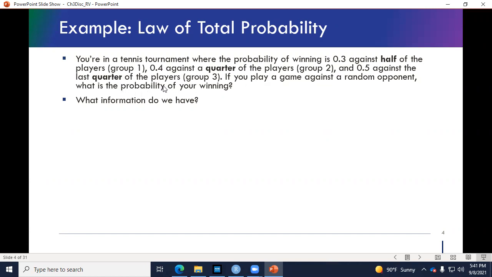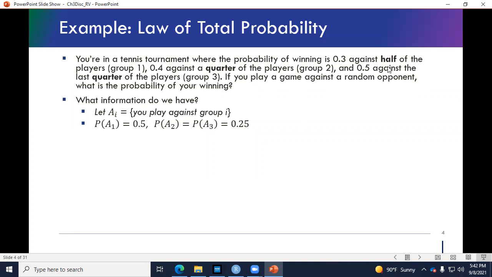And let's collect what information we have got from this statement. Define A as the group that you play against. So that's our Ai. We have A1, A2, A3, against group 1, 2, 3. So the probability of you meeting each group is listed here. So if you play against group 1, the probability you meet them is 0.5.